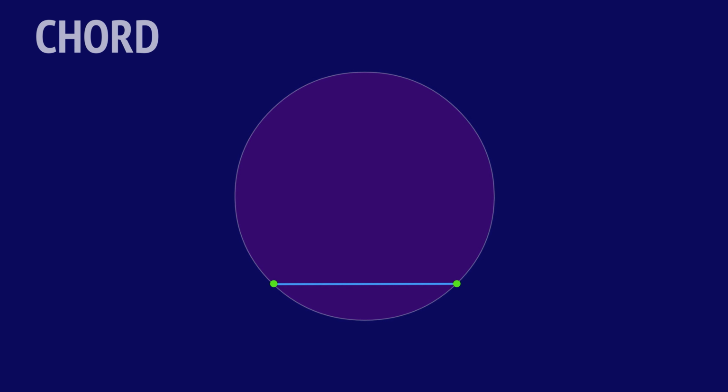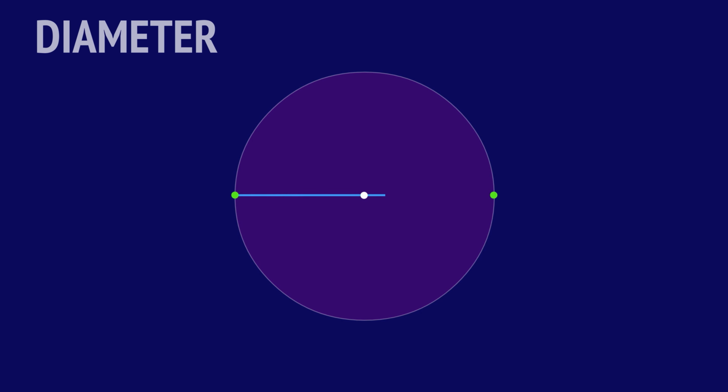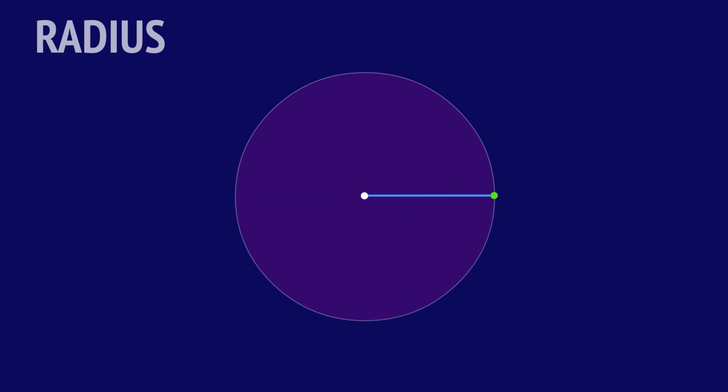The circumference is a special name given to the perimeter of a circle, that is, the distance around the outside border of the circle. A chord is a line segment that joins any two points on the circumference. The longest chord in a circle is called the diameter. The diameter connects any two points on opposite sides of the circle, always passing through the circle's center. The radius is half of the diameter, connecting the center with any point on the circumference.